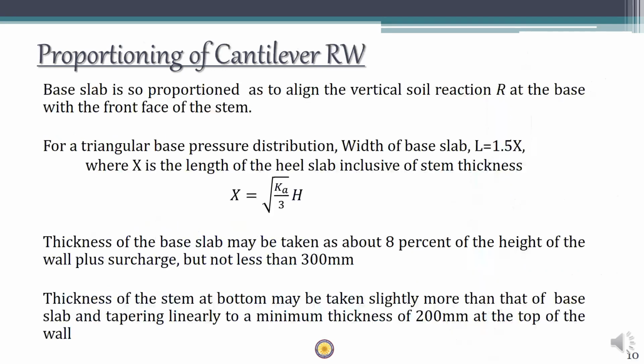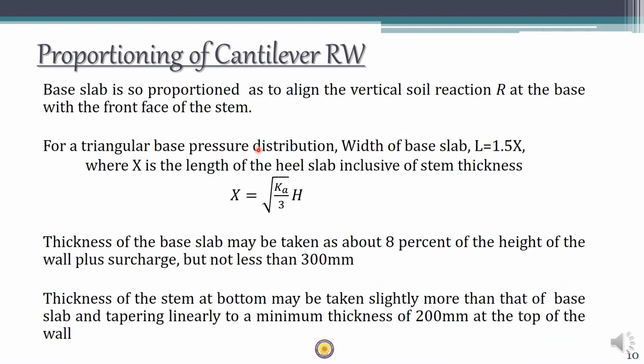Proportioning of the cantilever retaining wall. In order to start the design and check for the stability of the cantilever retaining wall, it is required that there should be an initial proportion or dimension for the different elements of the cantilever retaining wall. This is based on the principle that the vertical soil reaction R at the base of the slab should lie within the front face of the stem. This ensures that there is a triangular base pressure distribution at the base of the slab.